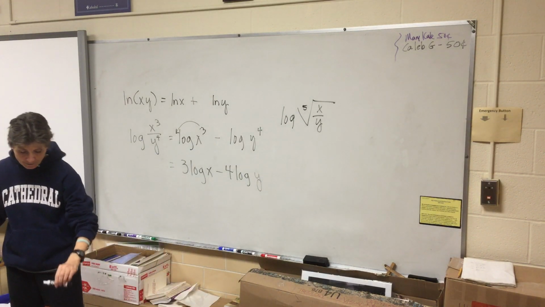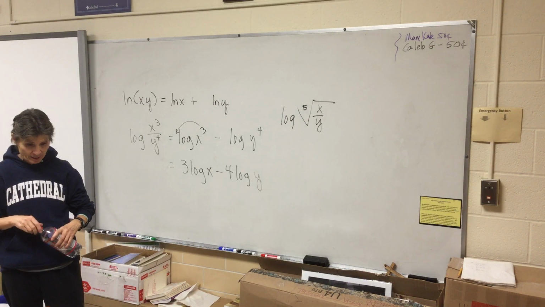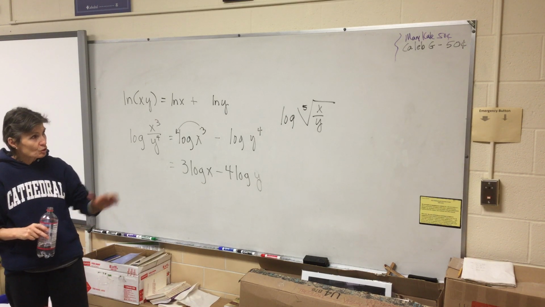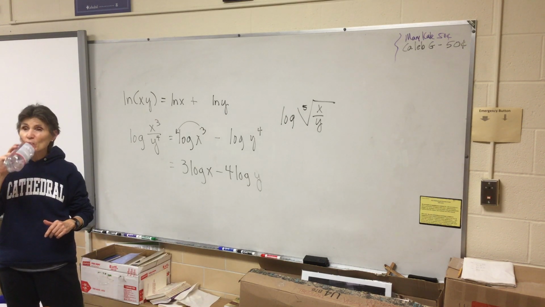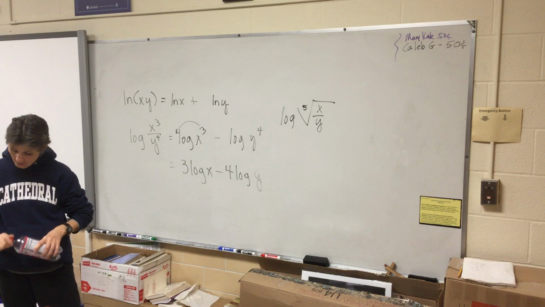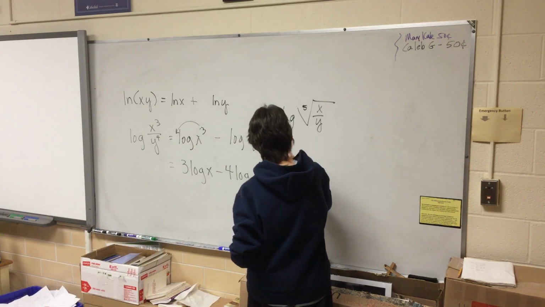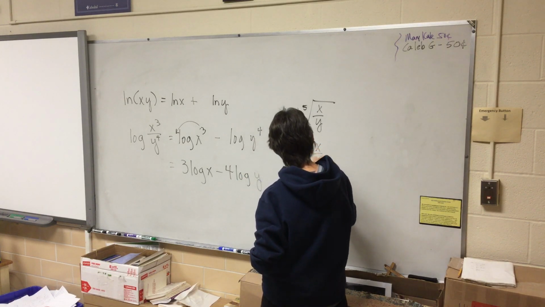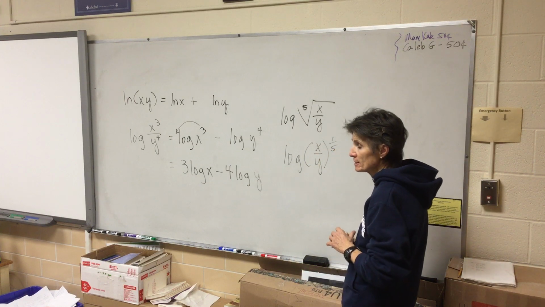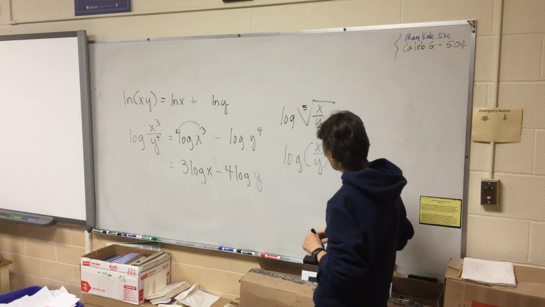Logarithms do not live, radicals do not live in logarithm land. We can't have radicals in logarithm land. So what might be the first thing I do here? Guys, what's a 5th root? What power is a 5th root? Yes, it's a 1/5 power. Remember, fractional exponents are radicals, and vice versa. Radicals are fractional exponents.